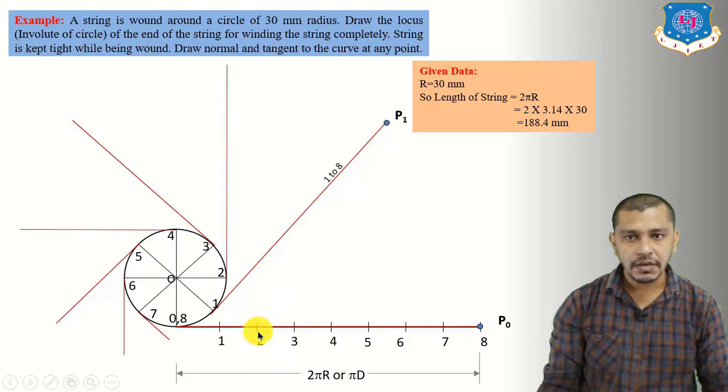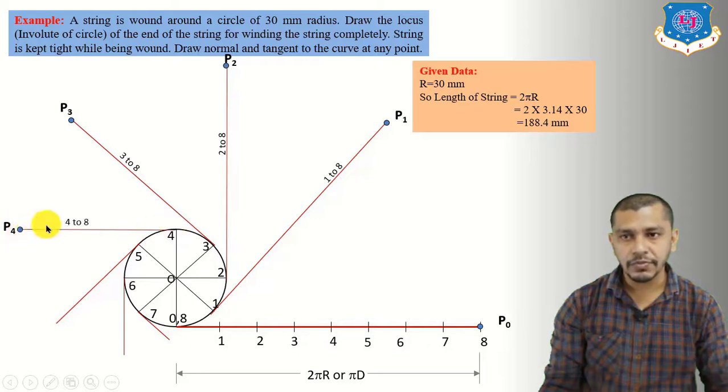Now measure 2 to P0 or 2 to 8 distance on the rounder. Take the center at 2 and mark the point P2 over here. This length will be equal to 2 to 8 or 2 to P0. Now measure 3 to P0 distance on the rounder. Put your rounder on 3 and mark the point over here P3. This length will be equal to 3 to 8. Now measure 4 to P0 distance on the rounder. Take center at 4, mark the point P4. The length will be equal to 4 to 8.